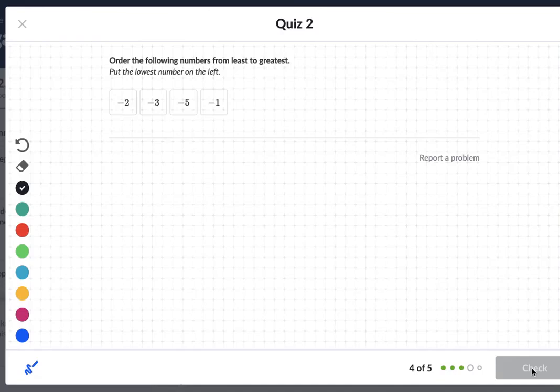Go ahead and pause the video and see if you can try this one on your own. You're going to order the following numbers from least to greatest. Put the lowest number on the left. So you got to start off with the least number first. And there's 4 numbers, so be careful. Pause the video, try it.